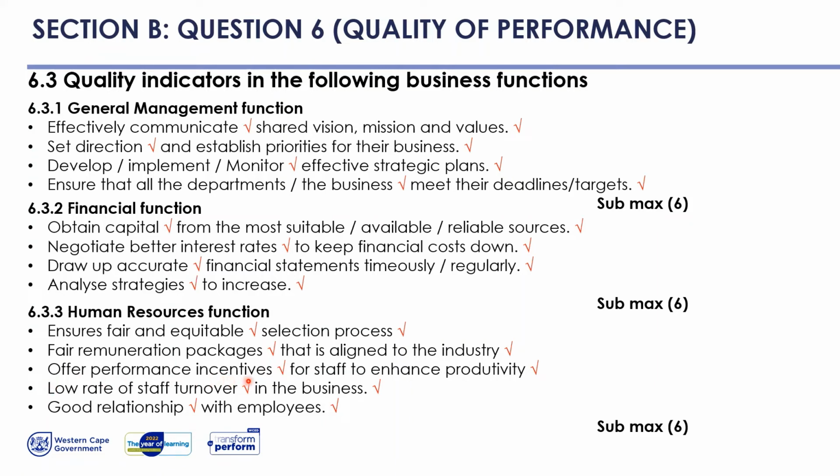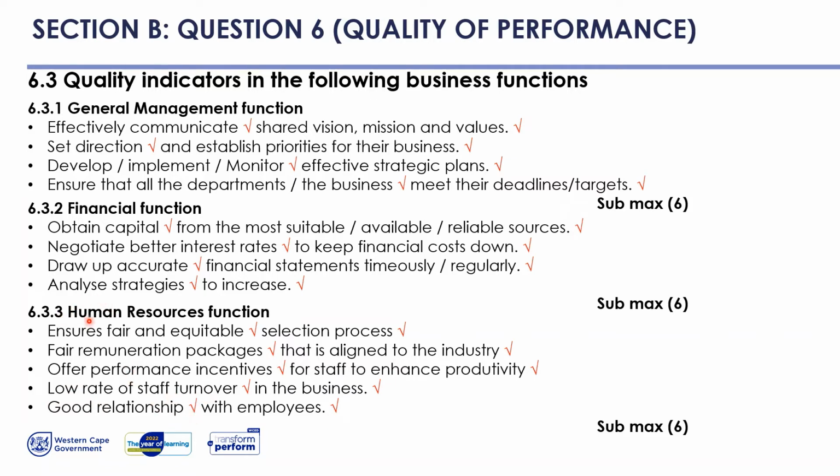They would also offer performance incentives, and everybody loves a performance incentive, and this would be for staff to enhance productivity, because let's face it, staff really do become more productive when they receive incentives. And then also another important one for me, it's easy to remember, a low rate of staff turnover. The word turnover means that people are leaving, and if it's a low rate of staff turnover, then there would be quality within the human resources function, because it would indicate that the human resources function is taking care of our staff in our business when they are having issues or if they have grievances or anything like that. But it's settled through the HR function, and so there's a low rate of staff turnover.